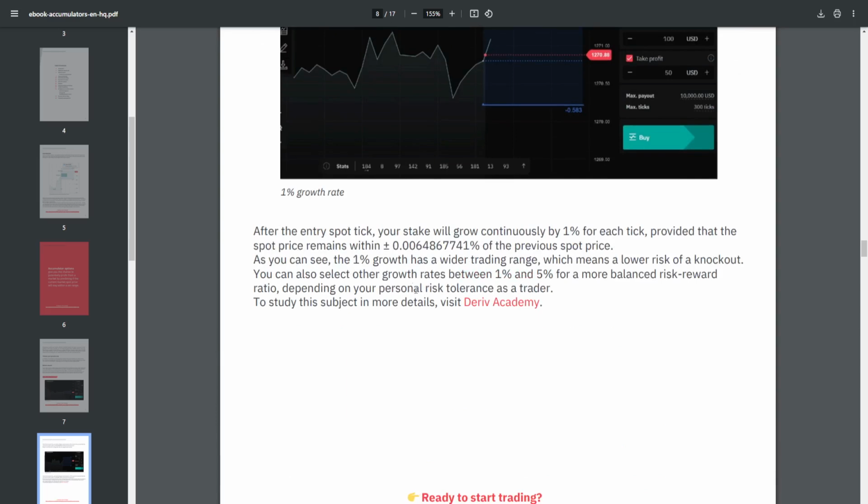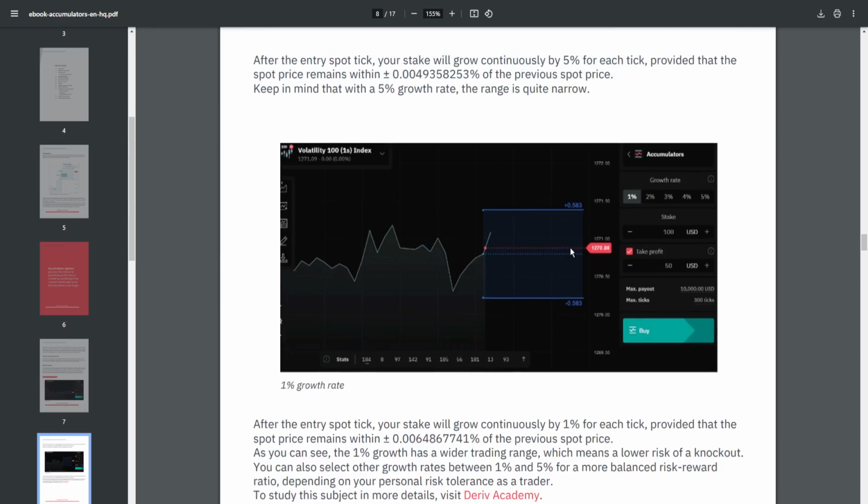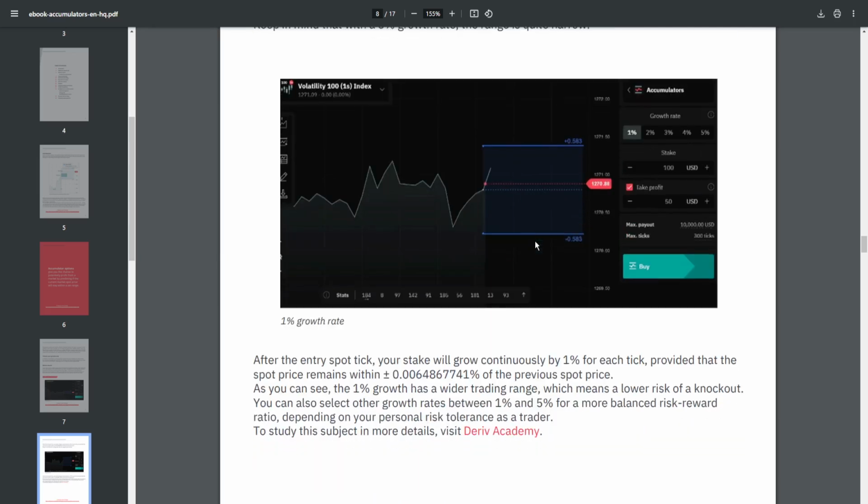Now, after the entry spot tick, your stake will grow continuously by 1% for each tick, provided that the spot remains within the plus or minus 0.0064867741% of the previous spot price, okay? As you can see, the 1% growth has a wider trading range, okay? As you can see, the range is very large. It is much more convenient, okay? It is larger.